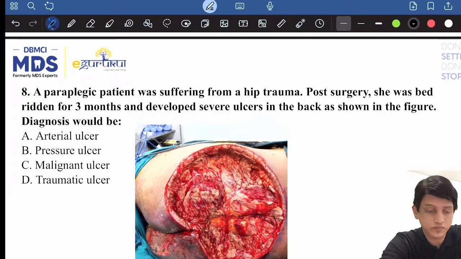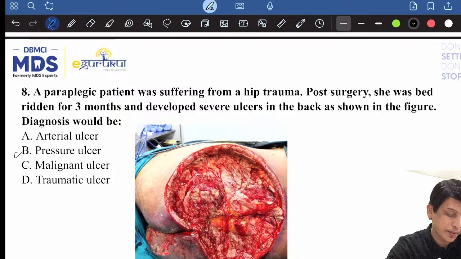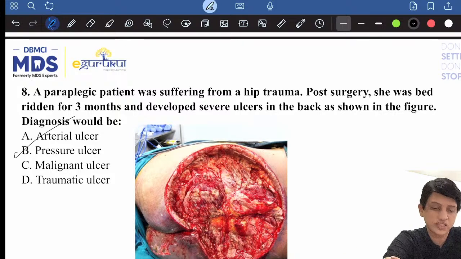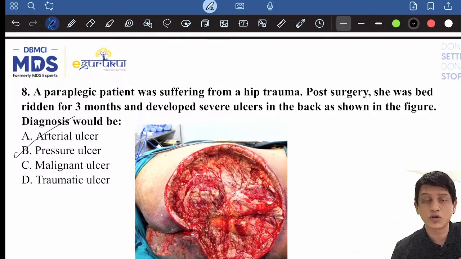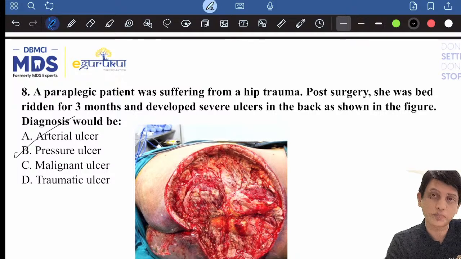It's a bed sore, or pressure ulcer, which can happen in the sacrococcygeal region, ischial region, because of constant pressure over that area. It's a kind of neuropathic ulcer. Trophic or neuropathic all mean the same. Pressure ulcer or bed sore, all the same.